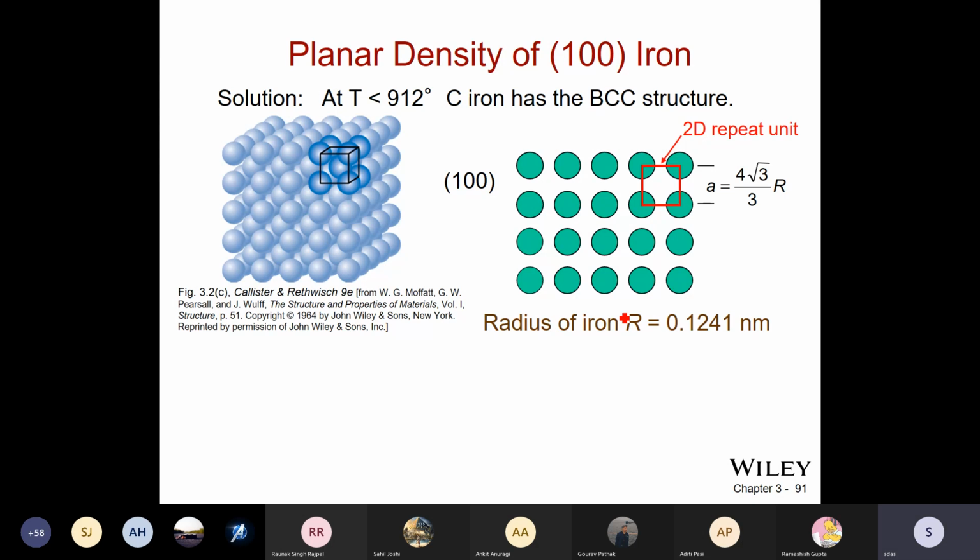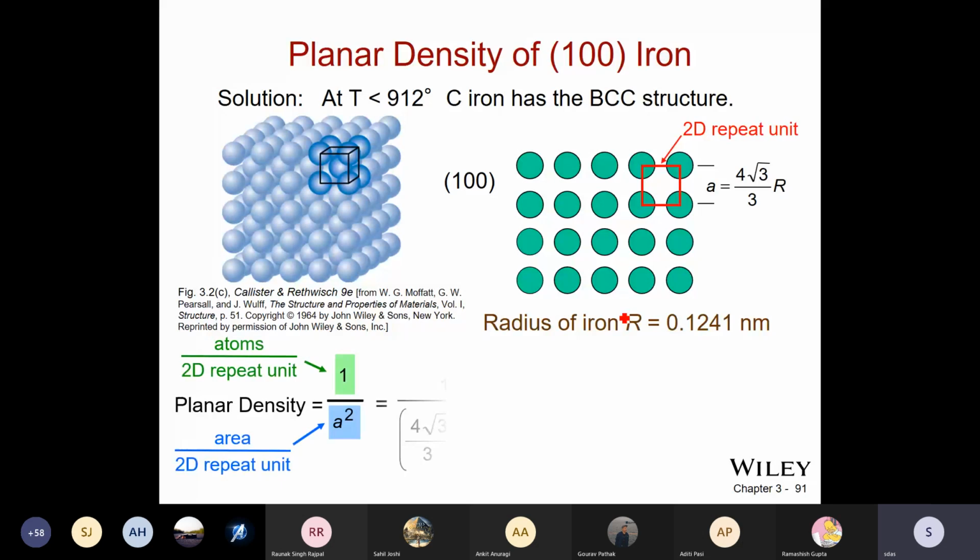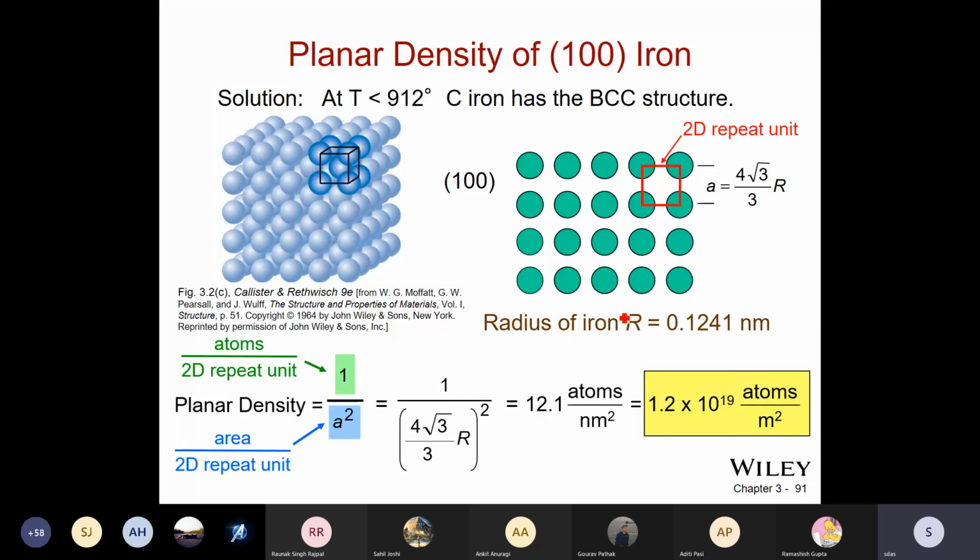This exercise you do from the textbooks. These are rudimentary geometry and arithmetic, which I will not do in this class. You can do this on your own from the textbook. But you should know how to calculate this. The linear density and planar density, write it down. These two are extremely important properties.